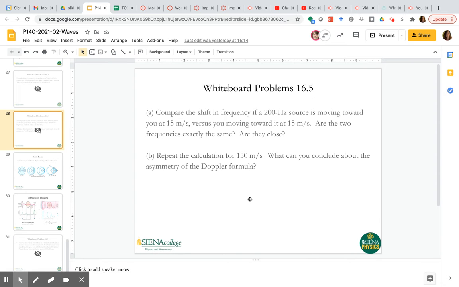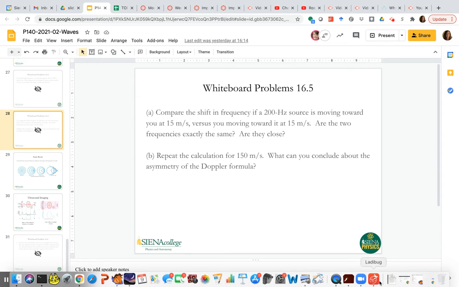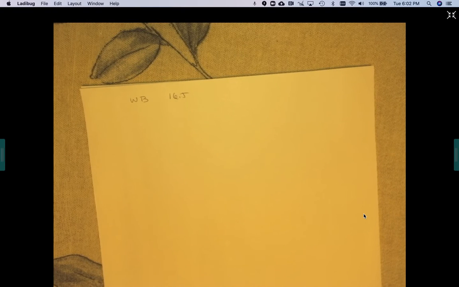Okay, for anyone who's still listening, we are doing the fifth whiteboard problem for chapter 16. So we want to compare the shift in frequency of a 200 hertz source if it's moving toward you at 15 meters per second versus you moving toward it at 15 meters per second. And then are they close? And then do it again for 150 meters per second.